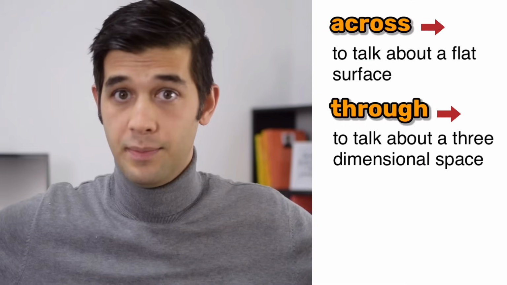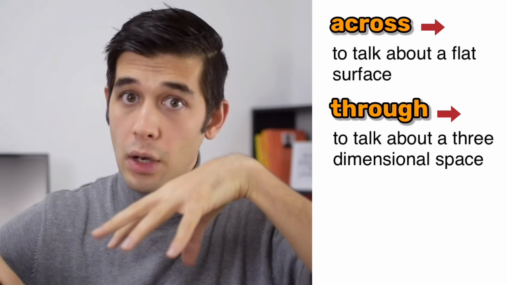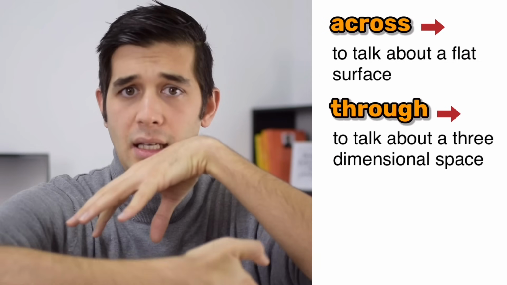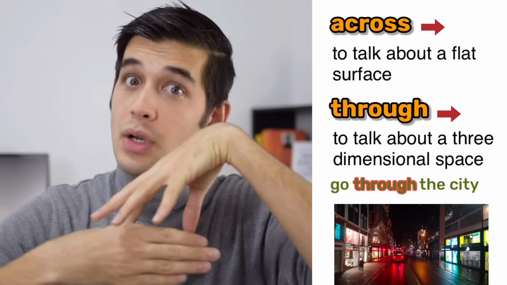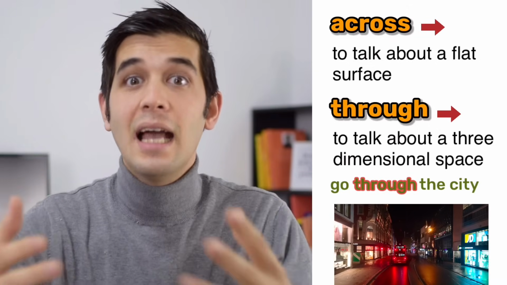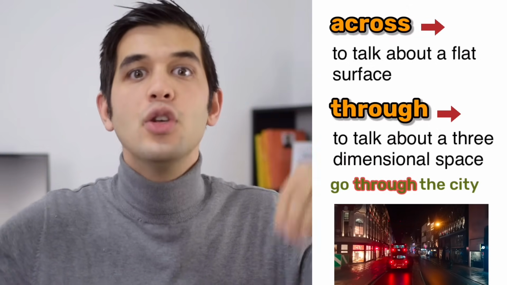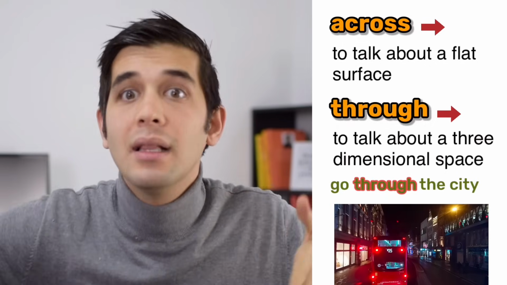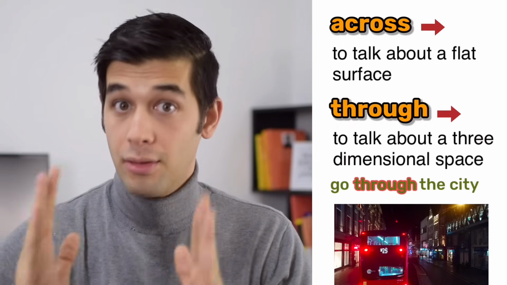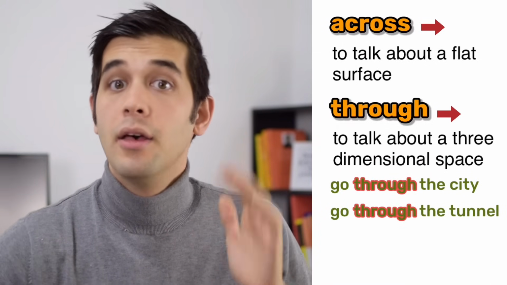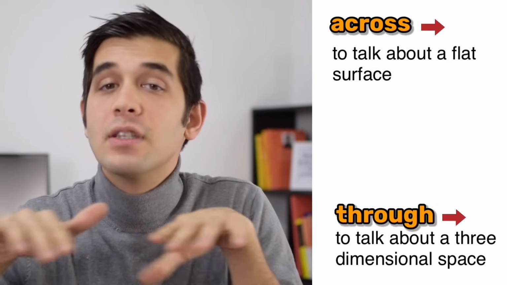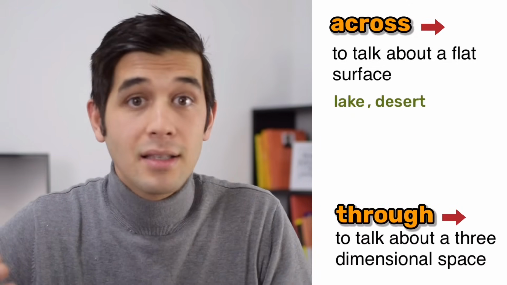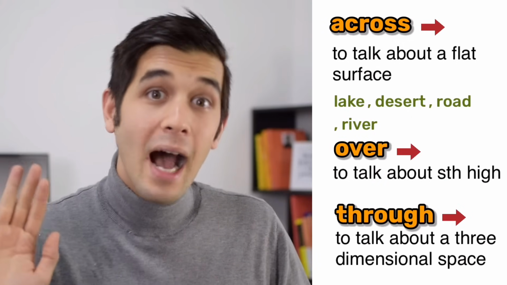Or imagine you are traveling. There is a road. And then there is a city in the middle of the road. You don't go around the city. You decide to go through the city. Because the city has lots of buildings. And you are inside it. It's not flat. There are many buildings. You go through the city, through the tunnel, through the woods. However, if it's flat, like a lake, like a desert, like a road, like a river, we say across. And if it is high, we say over.